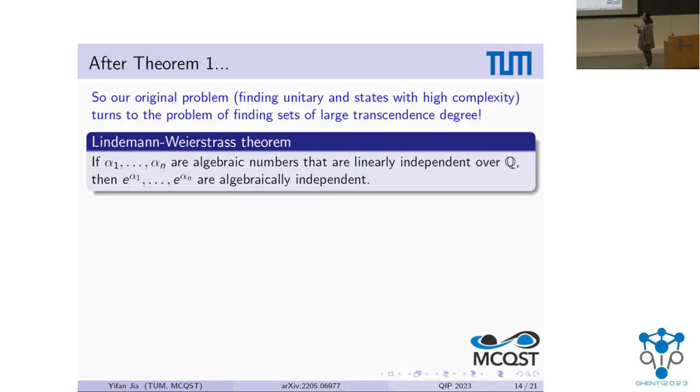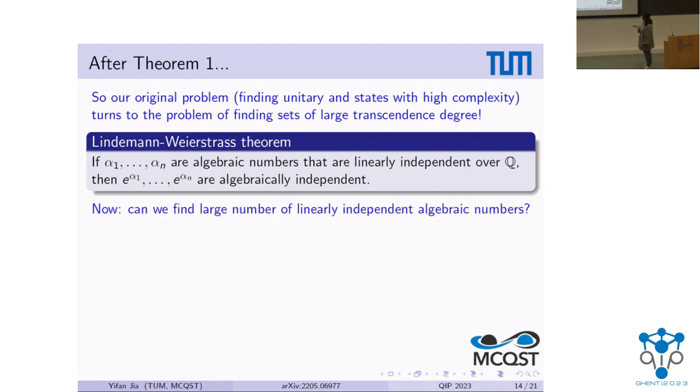We did not know a lot about transcendence degree or such kind of stuff, but here we have a very good theorem called the Lindemann-Weierstrass theorem, which tells us that if we have some algebraic numbers that are linearly independent over Q, taking the exponential of them, they are algebraically independent. So somehow the exponential function gives you a tool to lift linear independence to algebraic independence.